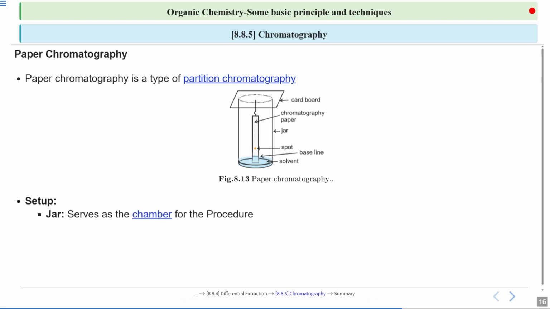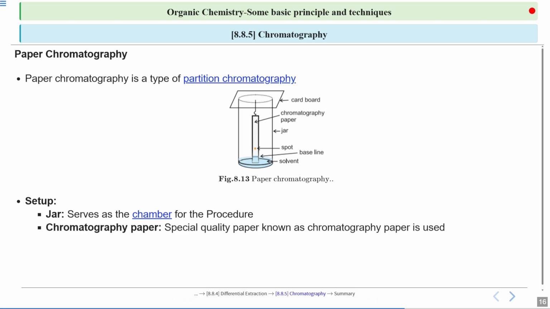If I talk about the setup, the first is the jar, which acts as a chamber for the whole procedure, and it provides a controlled environment where the chromatography process can occur without external interference. That means to avoid the influence of air, we are doing it in a closed container. Then we have chromatography paper. It's a special type of paper in which water is trapped and it acts as the stationary phase. Next we have the solvent, which is placed at the bottom of the jar. It serves as the mobile phase, moving up the paper and carrying the different components of the mixture with it.